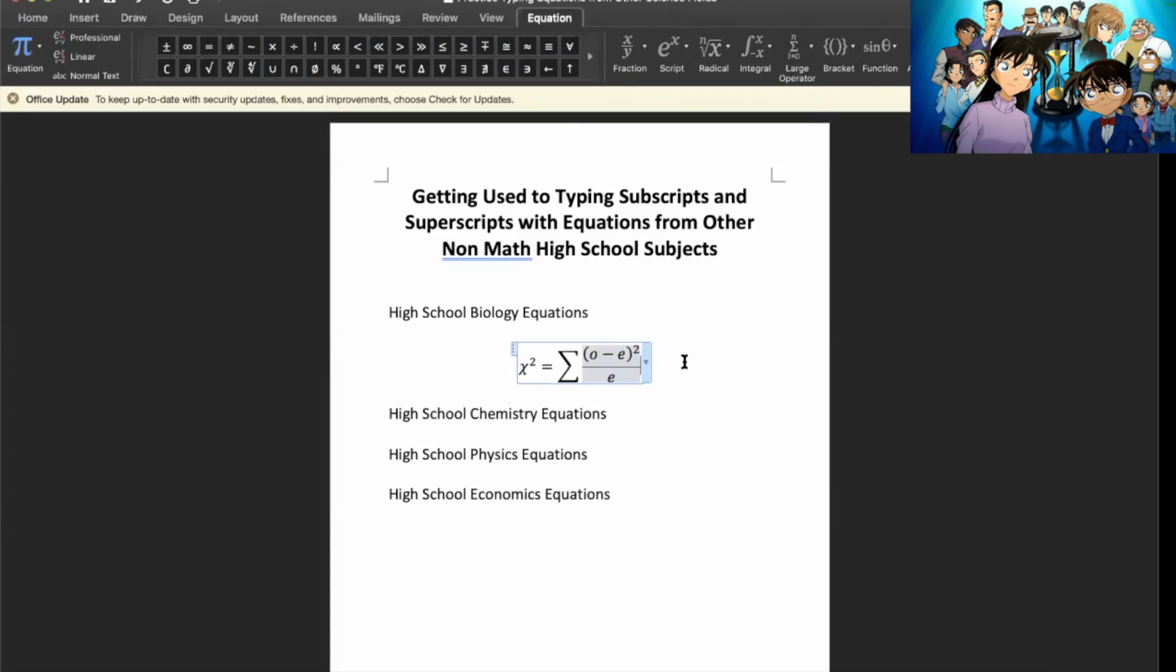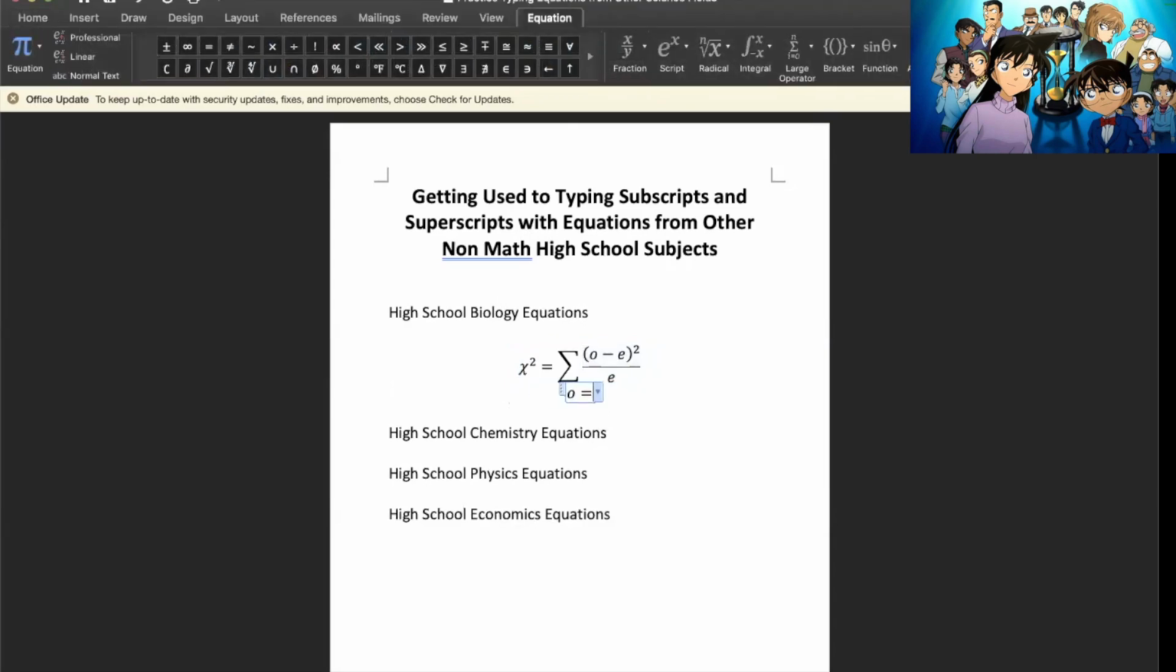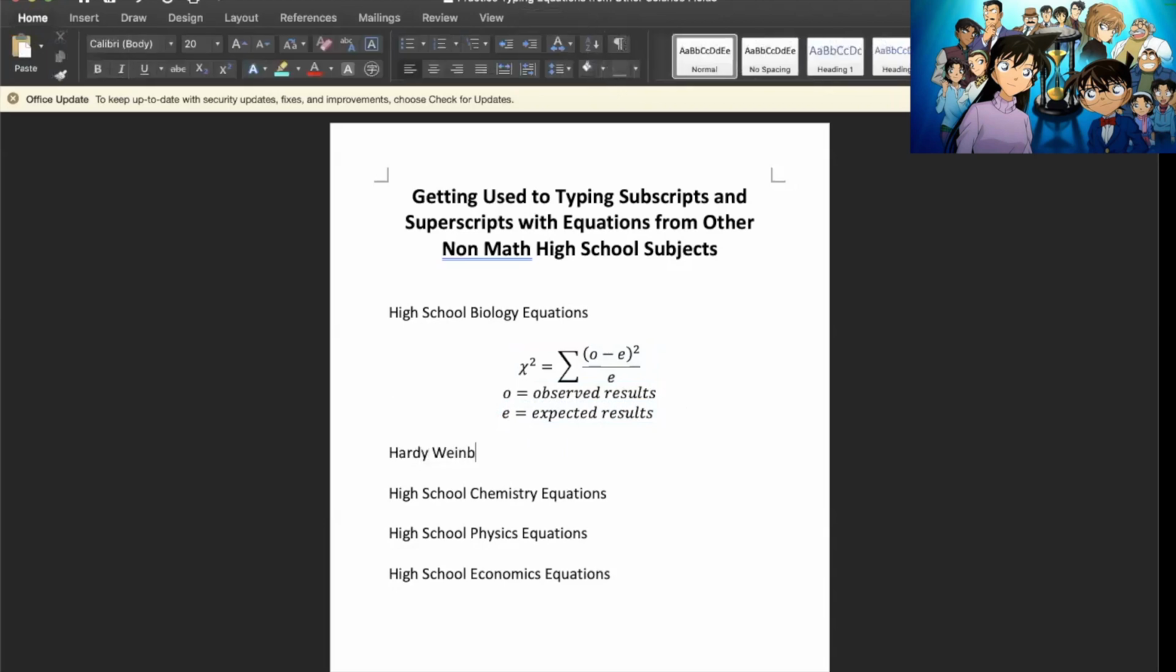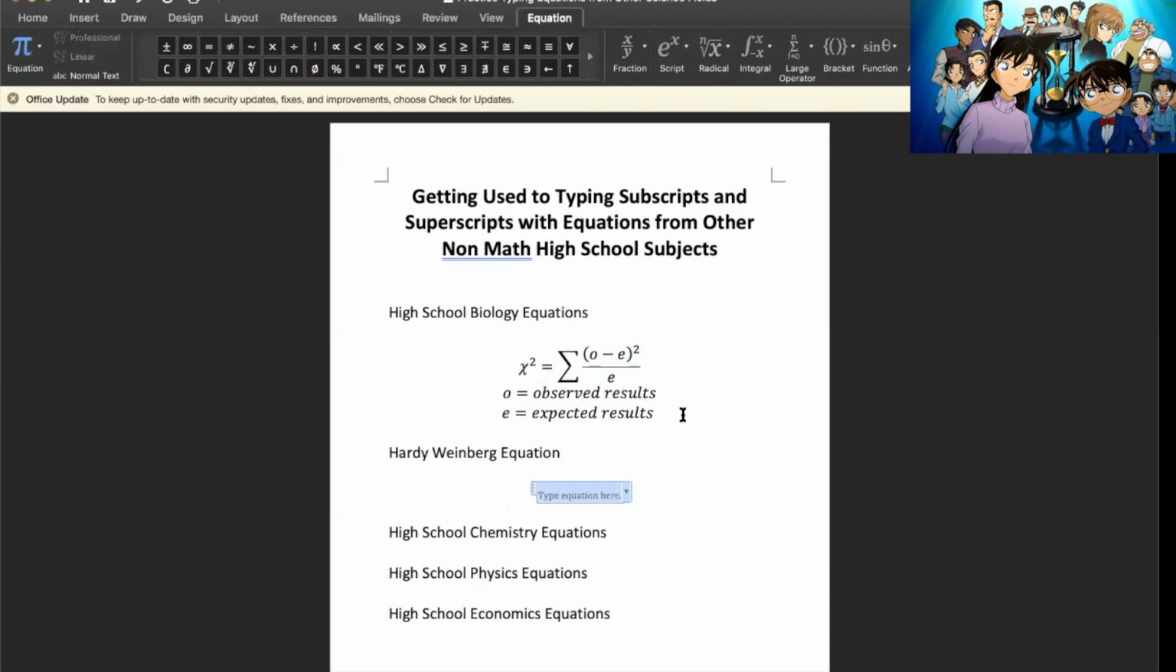And of course, it's always good to denote what your symbols mean, but O means observed results, and E means the expected results. So one is the theoretical versus the other being the practical. Here's another one that comes from Mendelian genetics. It's the Hardy-Weinberg equation. So you basically get that P plus Q squared equals P squared plus 2PQ plus Q squared equals 1.